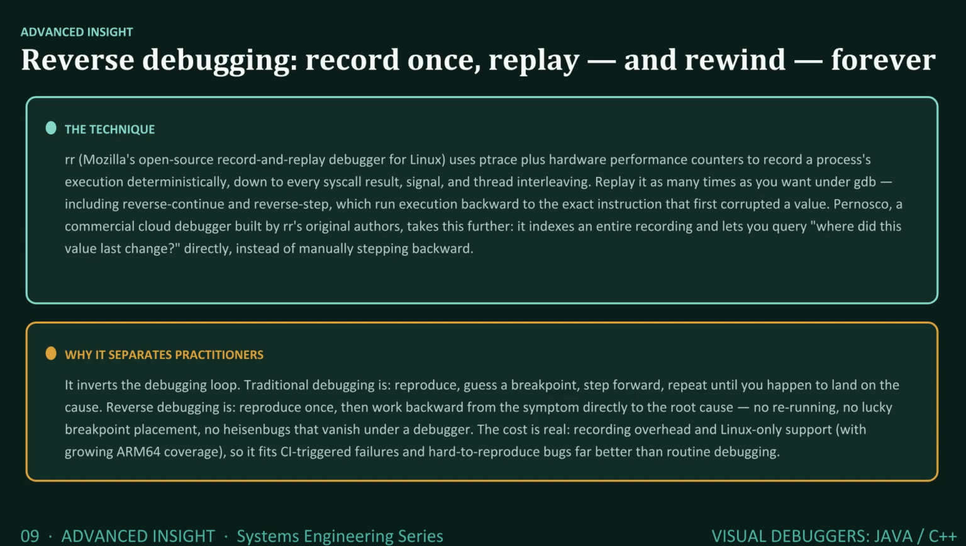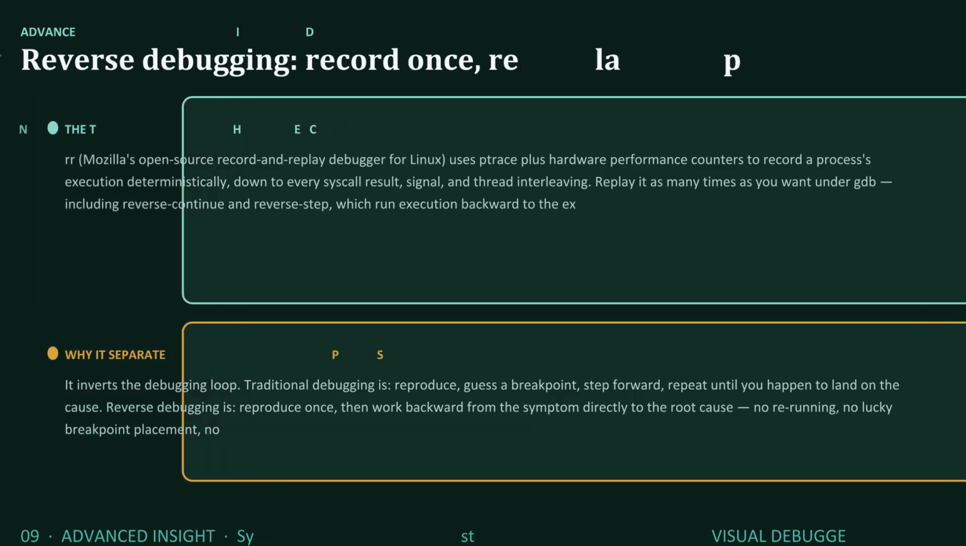The natural home for this is your CI pipeline. When a flaky or hard-to-reproduce test fails, you record it under RR right there in the environment where it failed, and hand that recording to whoever investigates. They replay the exact failing execution locally instead of trying to coax a race condition into happening again on their own machine, which for a genuinely racy bug might simply never happen again by chance.